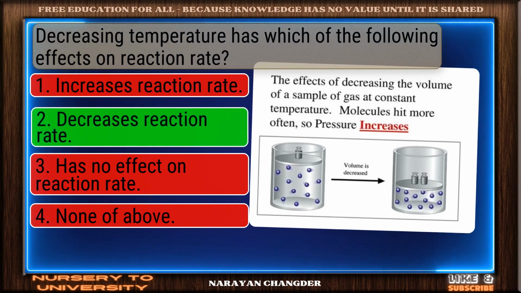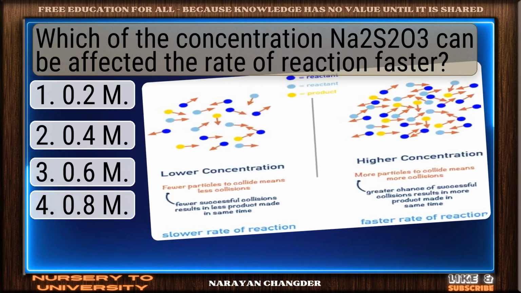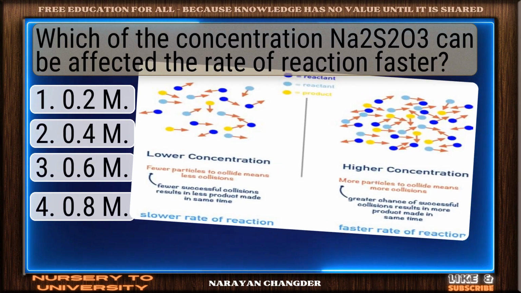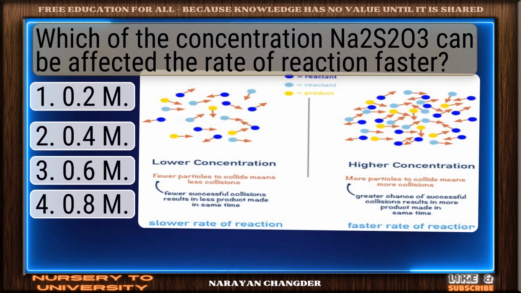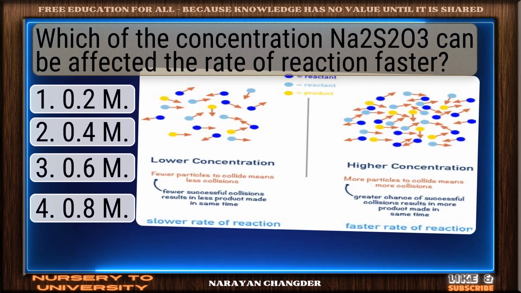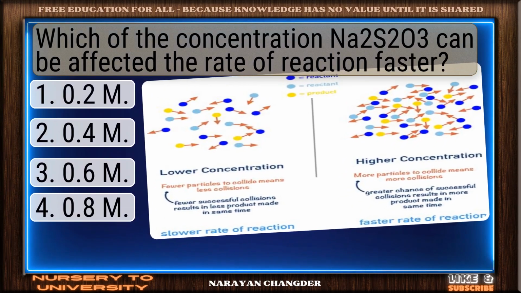You're on fire, decreases reaction rate. Which of the concentrations of Na2S2O3 can affect the rate of reaction faster? Option 1, 0.2 mol. Option 2, 0.4 mol. Option 3, 0.6 mol. Option 4, 0.8 mol.